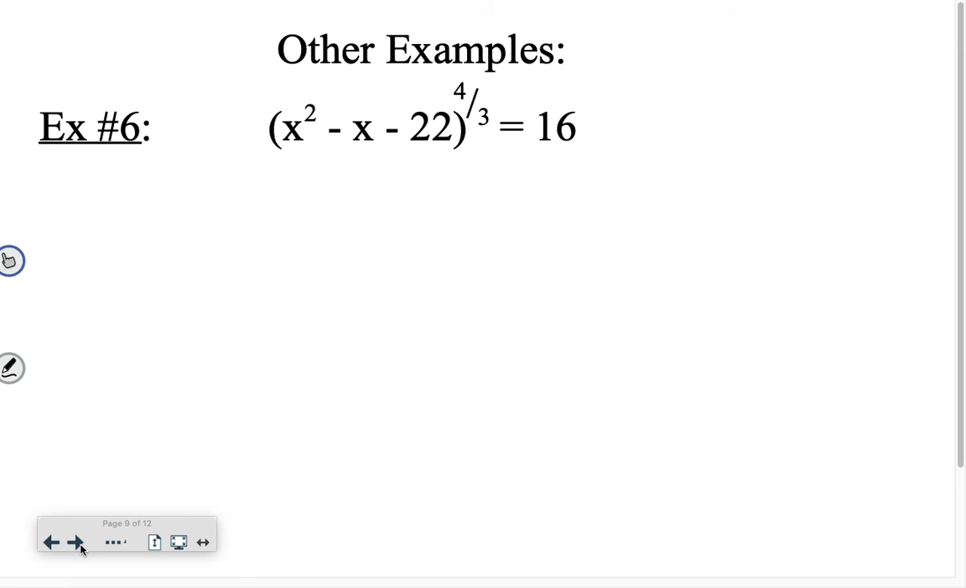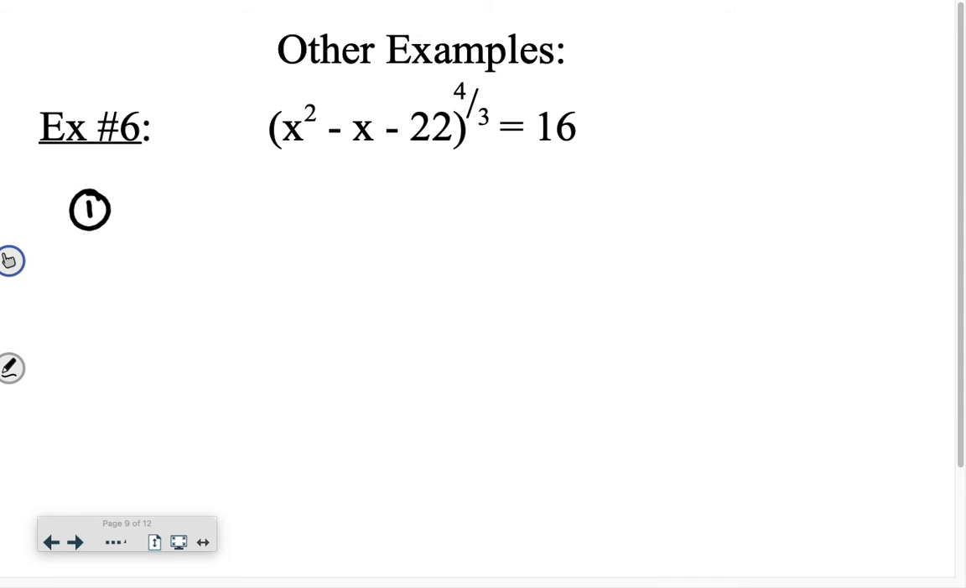So when I say the 1/2 power, that bottom number being 2, that's the square root, raised to the first power. The 1/3 power is the cubed root, raised to the first power. The 1/4 root, raised to the first power. Okay? So this is really the cubed root of this quadratic, all raised to the 4th power. Let me show you option number 1.